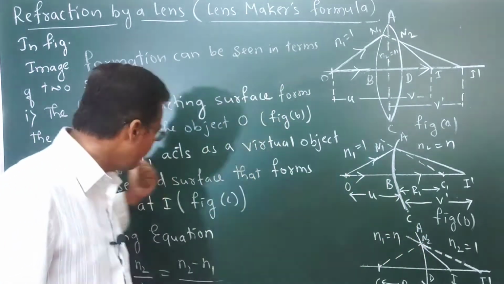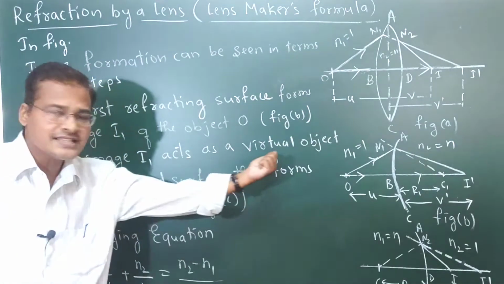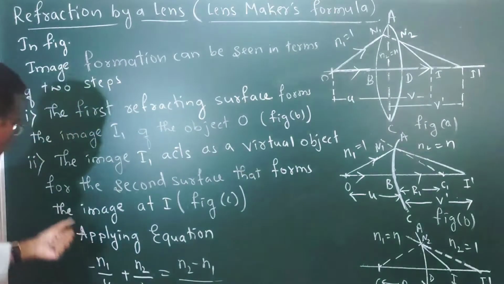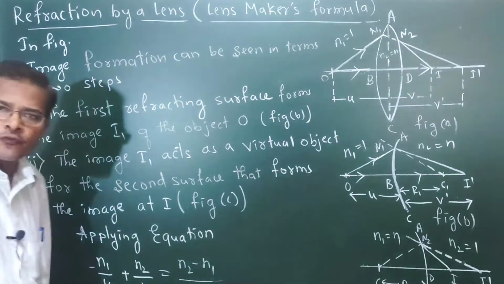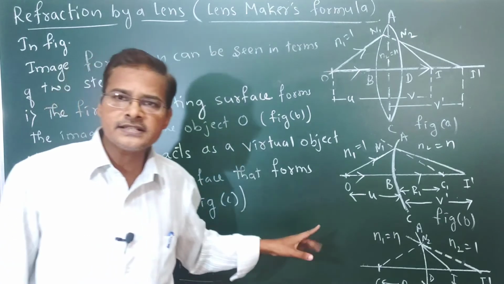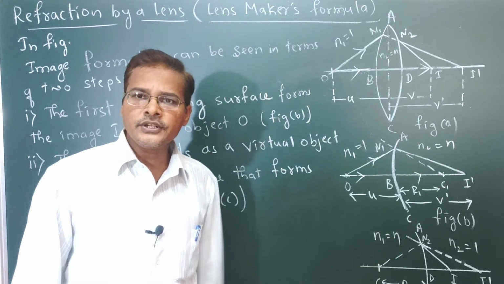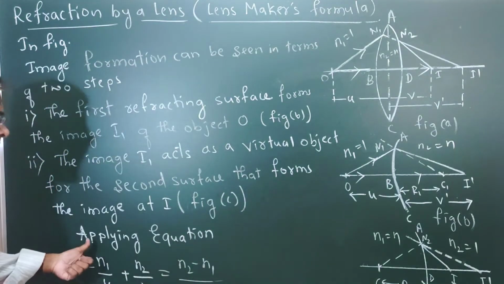So the explanation is saying that the image I1 acts as a virtual object for the second surface that forms the image at I. So that we are going to call figure C. This is not figure C. Followed? So now we are going to understand this.